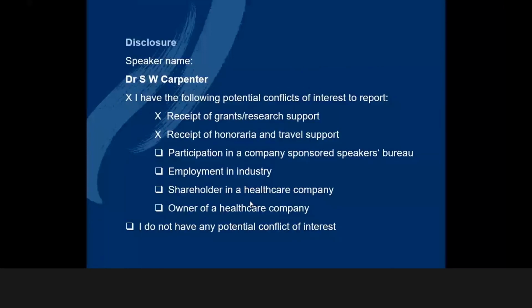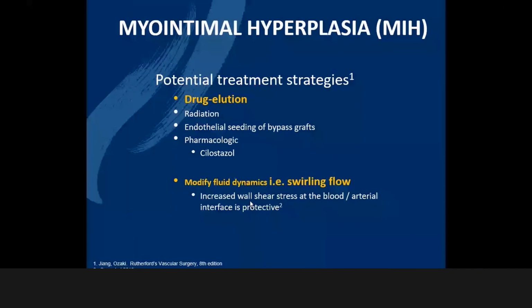When it comes to myointimal hyperplasia, which is what we are all concerned about, we attack and address this with drug elution these days. We had a big controversy about drug elution and drug eluting technologies in the past years, which we all know. And it's, of course, the main treatment strategy to face the hyperplasia.